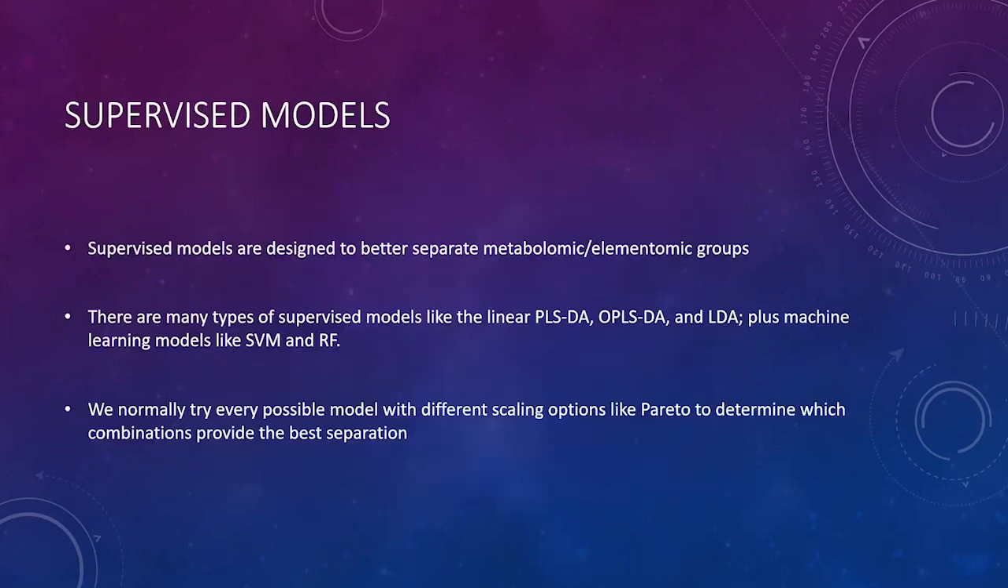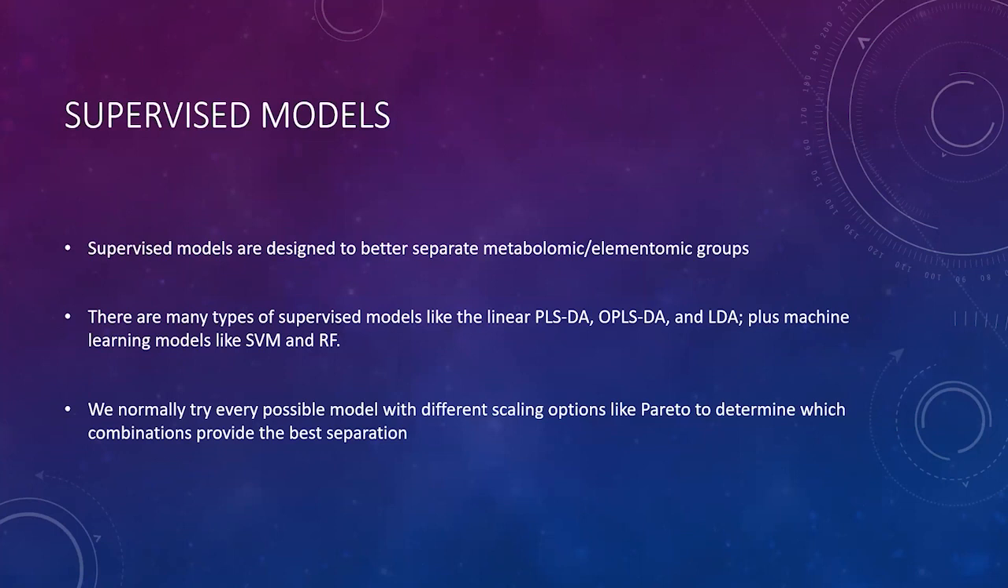Now, supervised models. Once you finish your PCA, you're going to run supervised models. Supervised models are designed to separate metabolomic and elementomic groups. Again, if you only show me a supervised model in your manuscript, I'm going to reject it until I see the PCA. There are many types of supervised models, like linear models, which are some of the most commonly used: PLSDA, OPLSDA, and LDA. And then there are also machine learning models like support vector machine and random forest. There are many, many other models, like k-nearest neighbors, and new models come out usually every few years. These models are constantly used in our field.